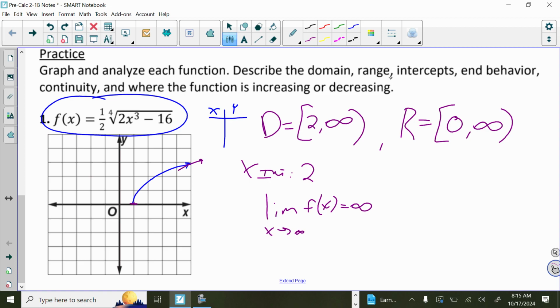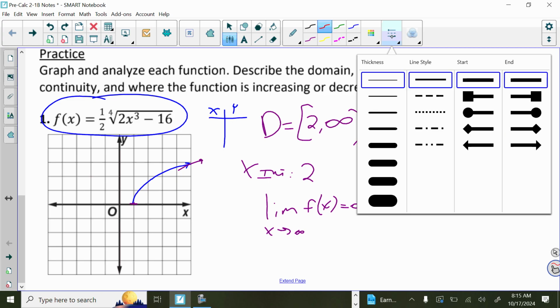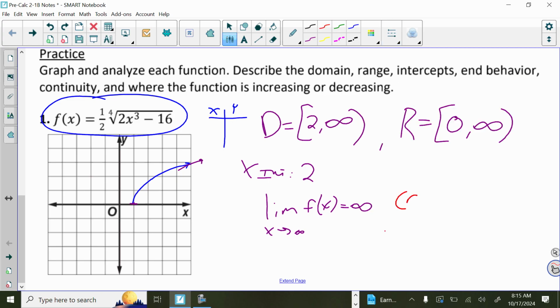that way. It's continuous. Switch to red here. I don't know why, just because I want to. Continuous on the interval 2 to infinity. I should bracket that. Okay. 2 to infinity. And then it's increasing the whole time as well from 2 to infinity.